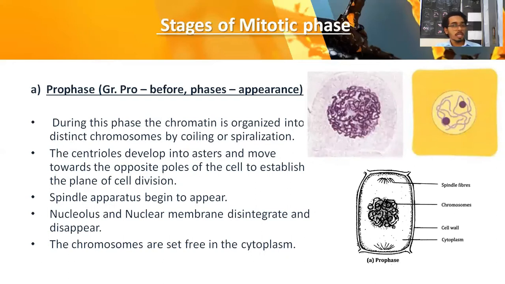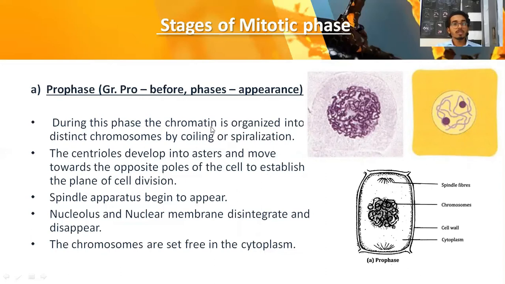The first stage of karyokinesis is prophase. Pro refers to before, or the initial phase, and phase refers to appearance, so the initial appearance is what we call prophase. What happens in this stage? You can observe this is an animal cell and this is a plant cell, so there is a little differentiation. Now, in the animal cell, what happens in prophase?